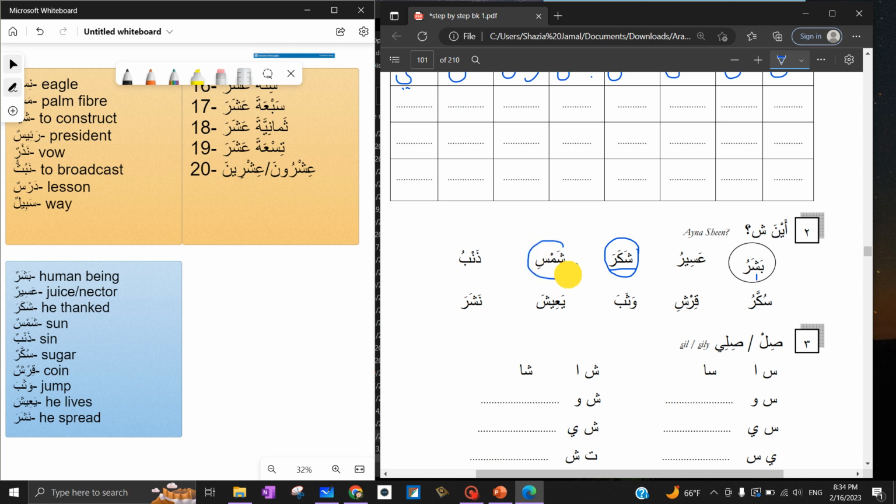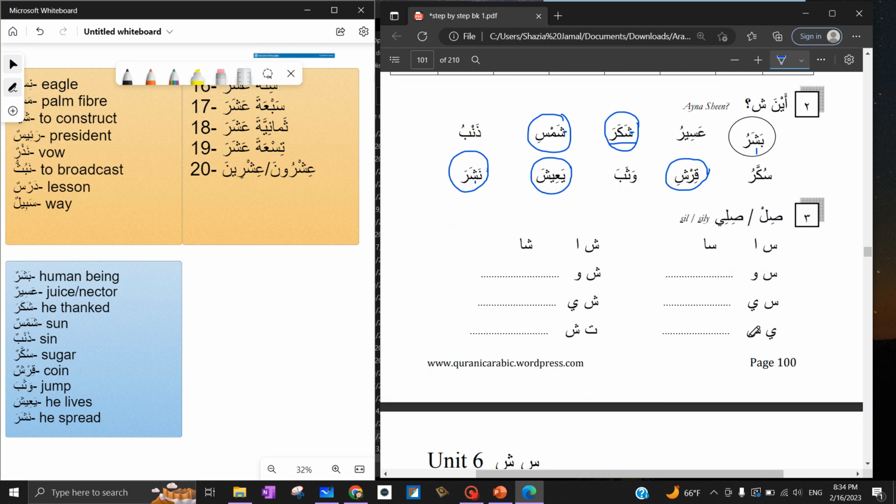Shamsun, sun, yes, there is a sheen. You can see the three dots here. Dhanb, no sheen. Sukkar, no sheen. This is seen without dots. Kirsh, yes, there is sheen as the last letter. Wathaba, no, there is no sheen here. Ya'ishu, this is a present tense, there is a sheen. Ya'ishu means to live, he lives. Nashara, yes, to spread. There is a sheen in between. Sila means to connect.